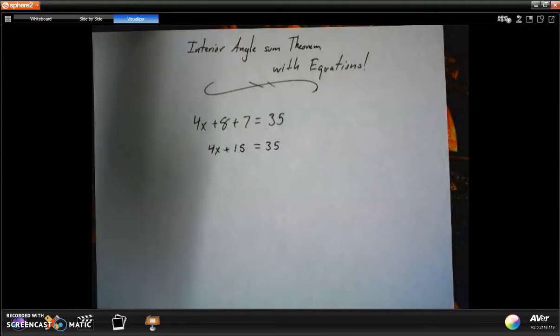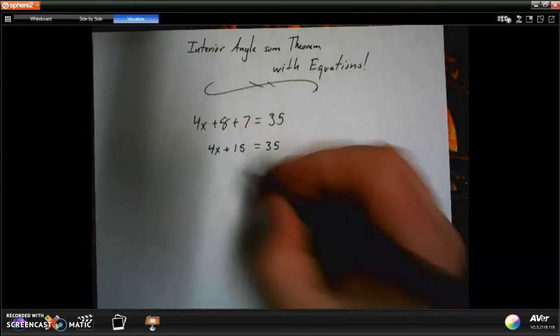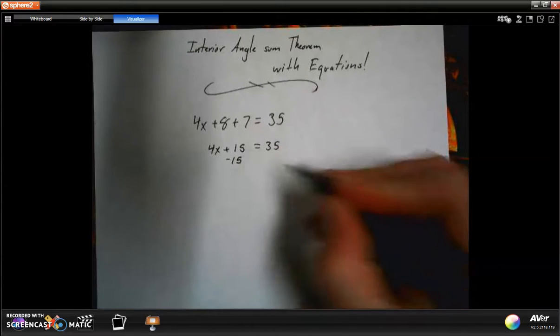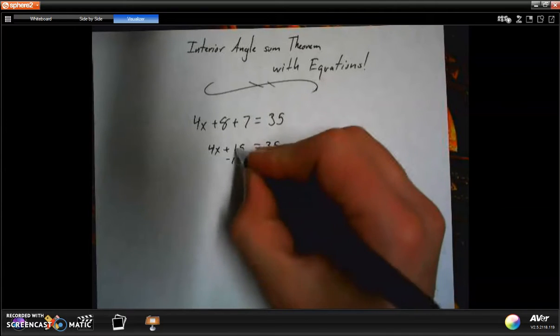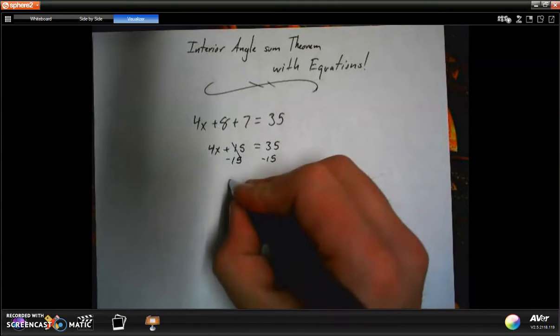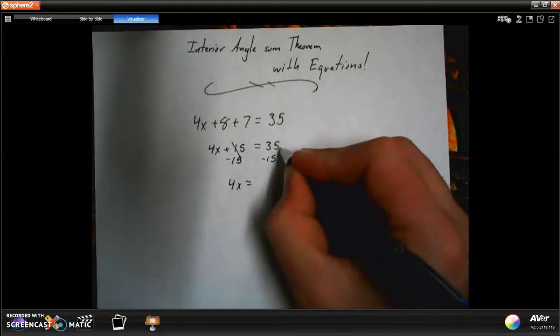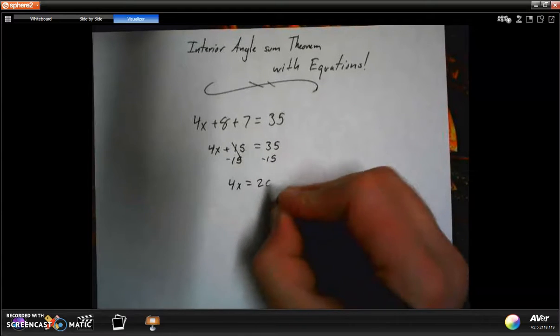Okay, now we have to undo the equation. We have to do the opposite. So the opposite of adding 15 is subtracting 15. But if we do it to one side, we've got to do it to the other. 15 minus 15 is 0. Those cancel out. And we're left with 4x equals 35 minus 15, which is 20.